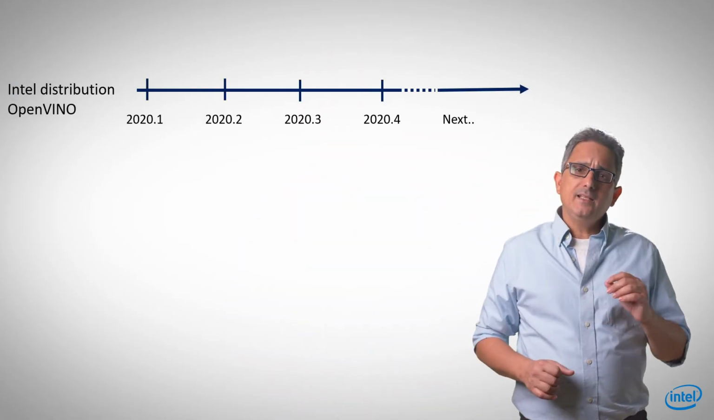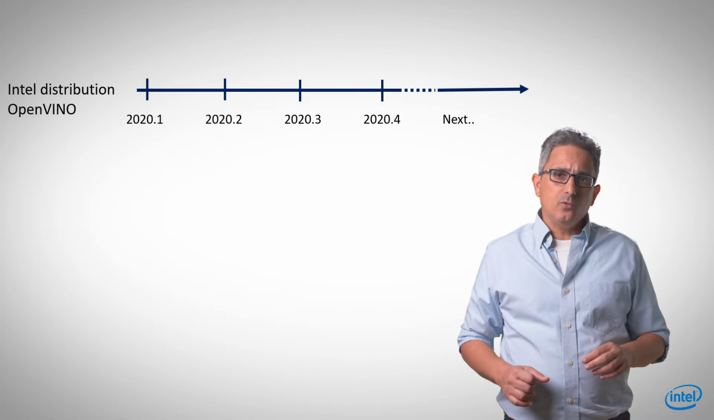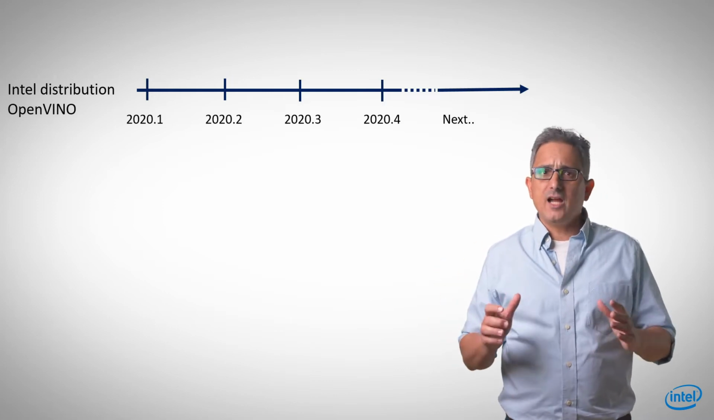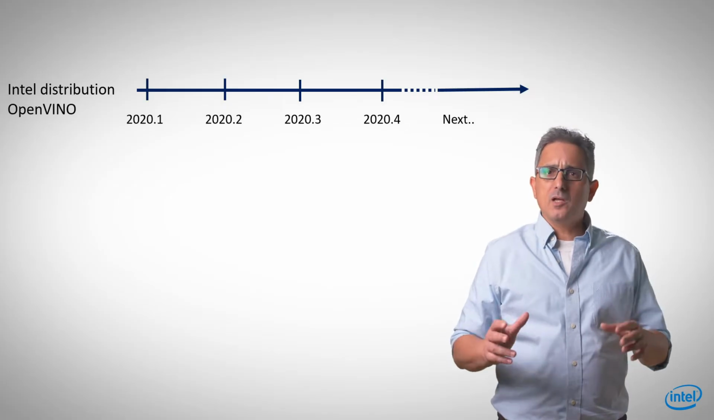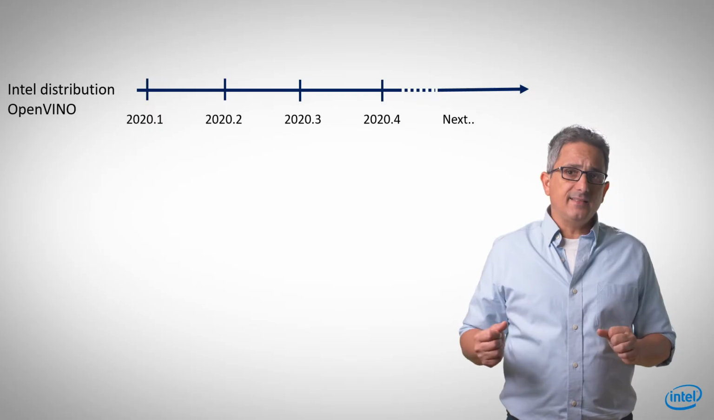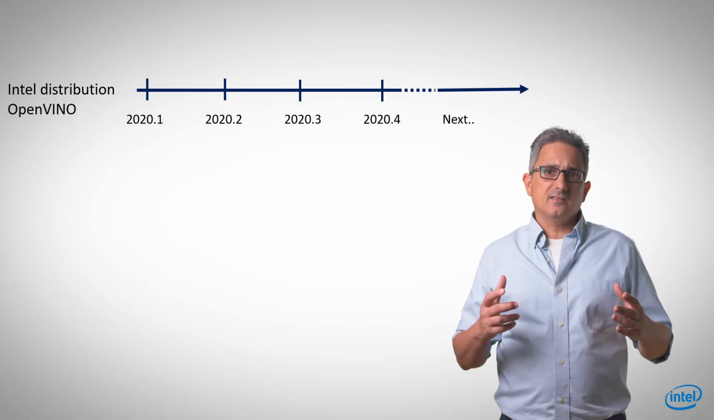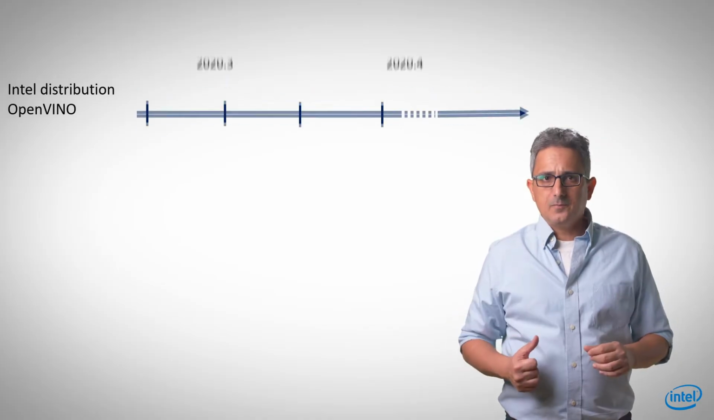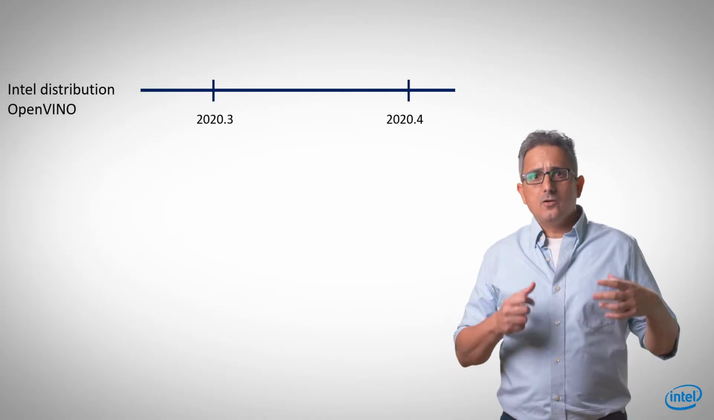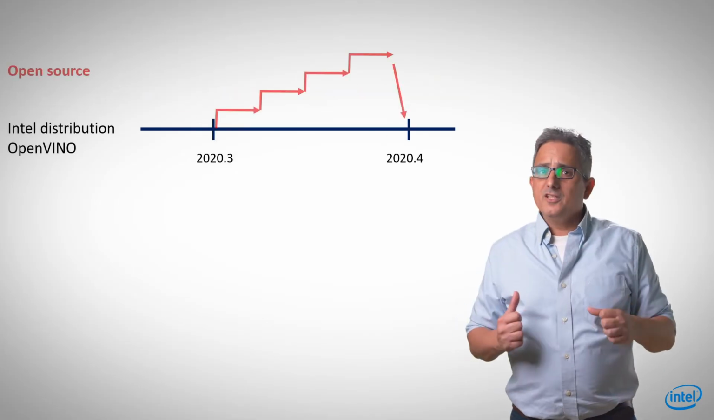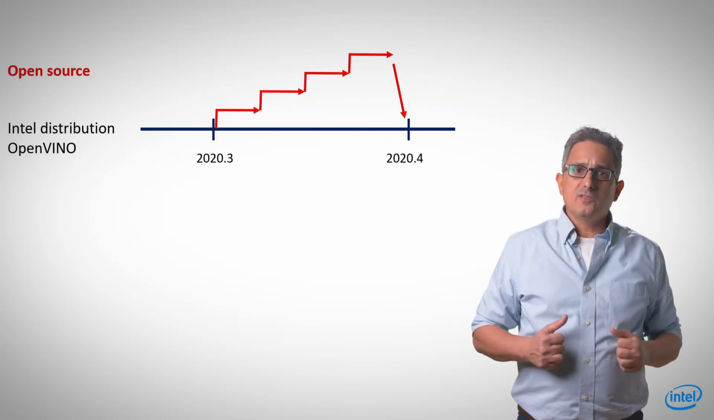the OpenVINO project. A new version of the Intel distribution of OpenVINO is released about 3-4 times a year, each time with improved performance, more capabilities, more supported modules, devices, etc. It's a great cadence, but still, it takes us a few months to produce a full release. In between releases, we are constantly working and producing better versions. But all this work happens on the open source version.